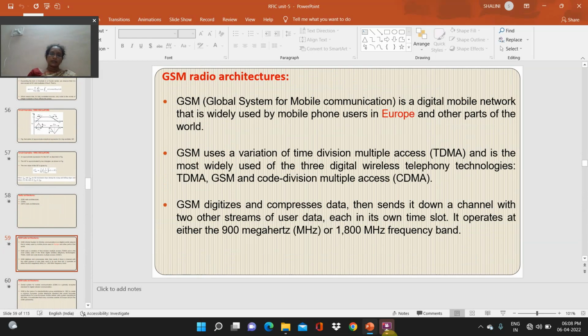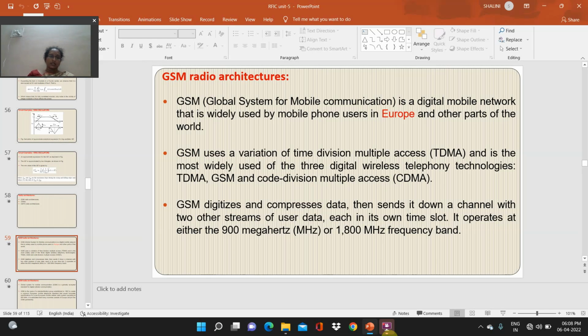GSM, Global System for Mobile Communication, is a digital mobile network that is widely used by mobile phone users in Europe and other parts of the world. So, GSM uses a variation of time division multiple access and is the most widely used of the three digital wireless telephony technologies: TDMA, GSM, and code division multiple access.